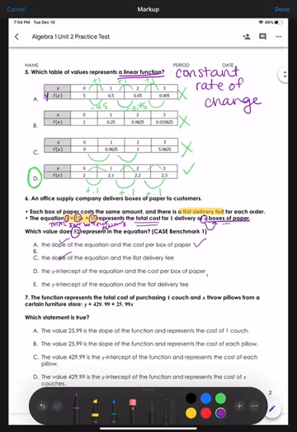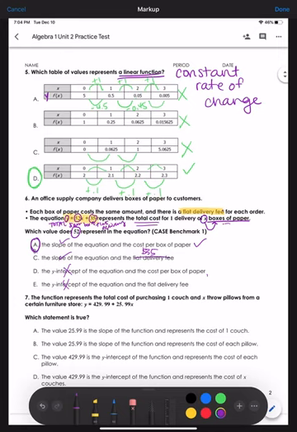The slope of the equation, that's right, and the flat delivery fee. No, the flat delivery fee was $35, so that can't be right. The y-intercept of the equation and the cost per box of paper. No, actually, if we were looking at y equals mx plus b, this 35 would be the y-intercept, so no. And once again, this cannot be right because it's not the y-intercept. The best answer here is A. Sorry, these got a little bit off, but I think they should be right on your paper.